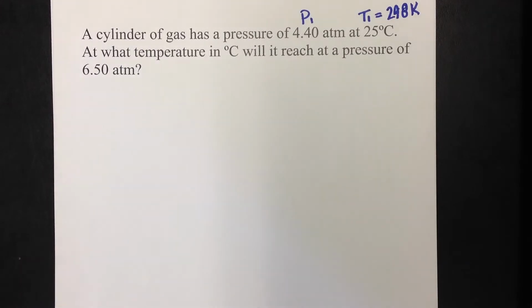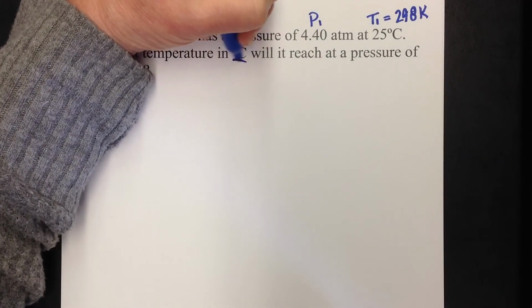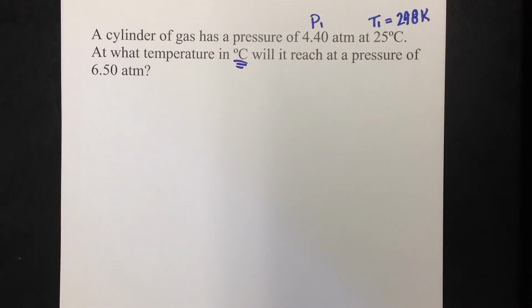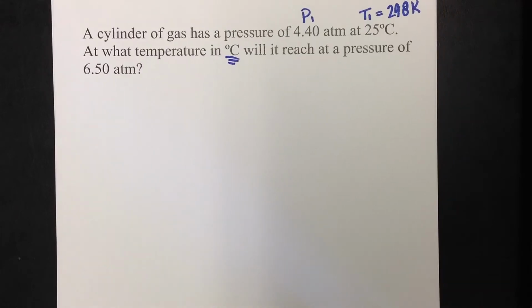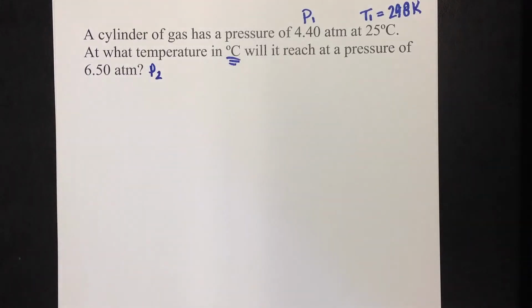Also, you might notice in the first example, we were working with kilopascals, which is a unit of pressure. Atmospheres is also a unit of pressure, and you still treat the problem exactly the same way. You're starting with atmospheres and ending with atmospheres, just like in the previous problem, you started with kilopascals and ended with kilopascals. So what I tell my students is, for problems like this, whatever pressure they give you, just run with it. At what temperature in Celsius, now they are specifically asking for Celsius here, I need to remember that at the end, will it reach a pressure of 6.5 atmospheres, and that is going to be my pressure 2.